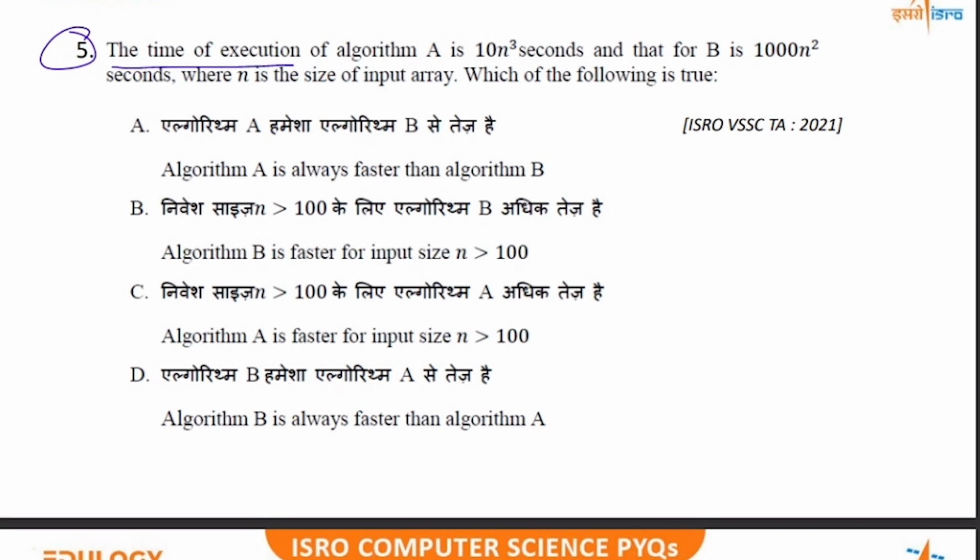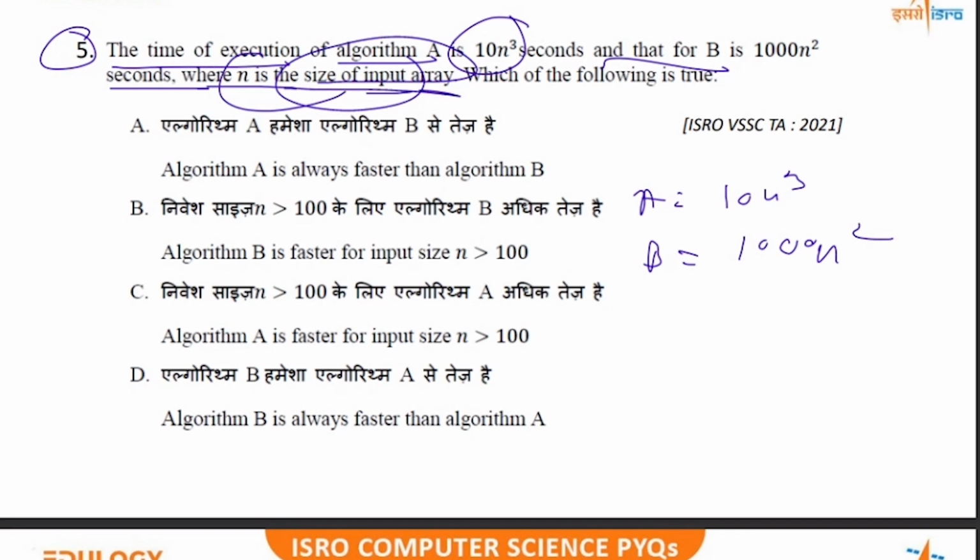The time of execution of algorithm A is 10 to the power 3 n cube, and for B it is 1000 n square, where n is the size of the input array. There is an array which we are taking as input, and the size of that array is denoted by n. Okay, so which of the following is true?